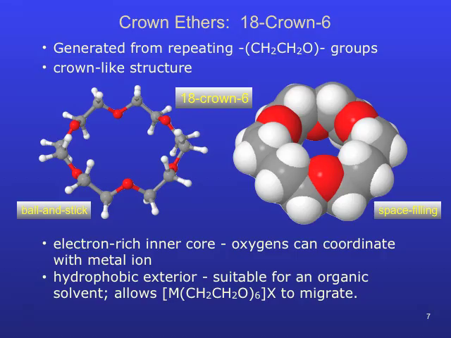The hydrophobic exterior of 18-Crown-6 promotes solubility in an organic solvent and allows the crown ether cation complex, after forming an ion pair with an anion, to migrate from an aqueous phase to an organic one.